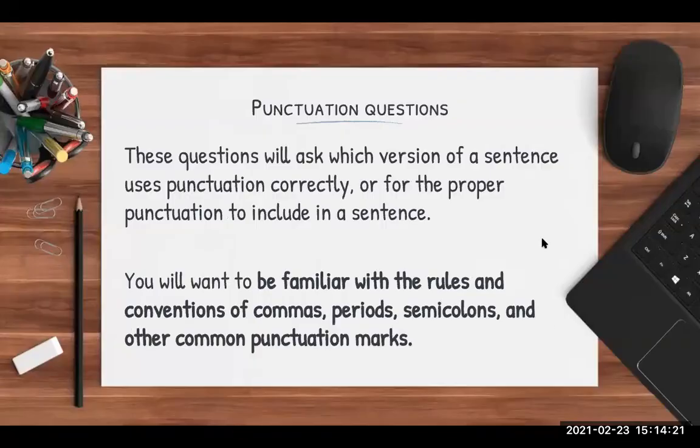The punctuation questions are going to ask which version of a sentence uses punctuation correctly, or for the proper punctuation to include in a certain sentence. So that means you want to be familiar with the rules and conventions for things like commas, periods, semicolons, and other common punctuation marks.